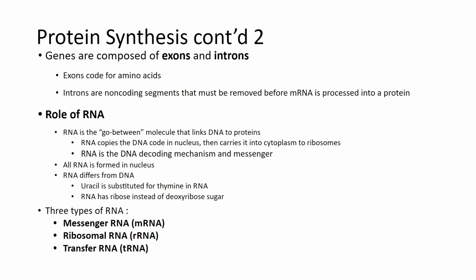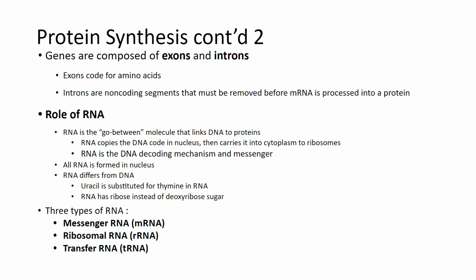So let's talk about the role of RNA. We'll have to look at mRNA, rRNA, and tRNA, the 3 types of RNA, because RNA is the go-between molecule that links DNA to proteins. RNA can be in the nucleus and the cytoplasm, and RNA can carry the genetic information or the genetic instructions from DNA to the ribosome where protein synthesis takes place. So RNA is the DNA decoding mechanism and messenger. All RNA is formed in the nucleus, but it differs from DNA in that it's single-stranded, has a ribose sugar, and uses uracil instead of thymine. So it is slightly different.